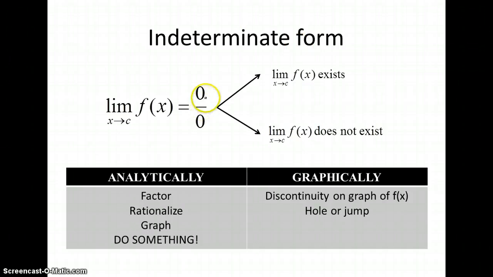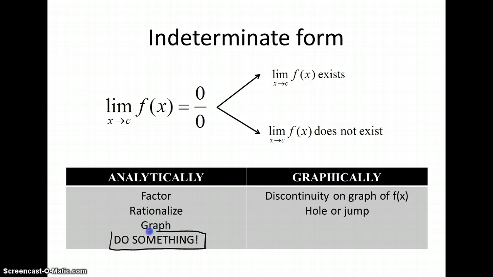Indeterminate form is the form that exists when direct substitution results in 0 over 0. That doesn't mean the limit does not exist. The limit could exist for the value that we plugged in, or the limit might not exist for the value. We just need to do something more to determine the answer. So analytically, what are the algebra techniques we can use? For the function, possibly we can factor the function, we can rationalize the numerator or denominator, we could graph it.